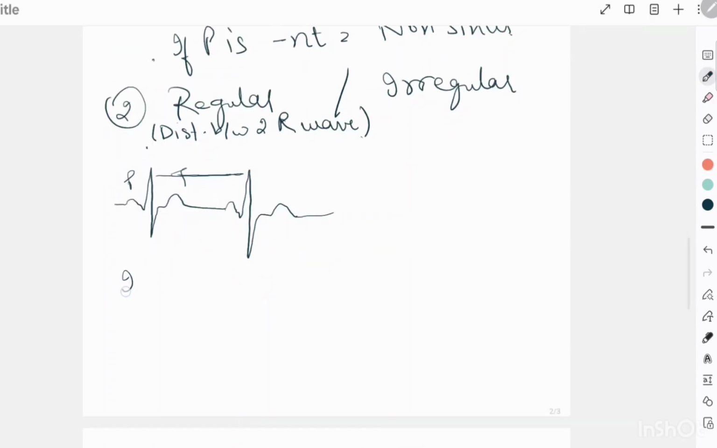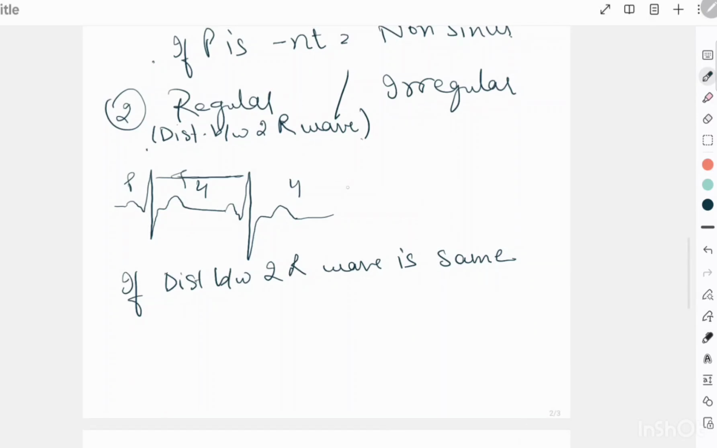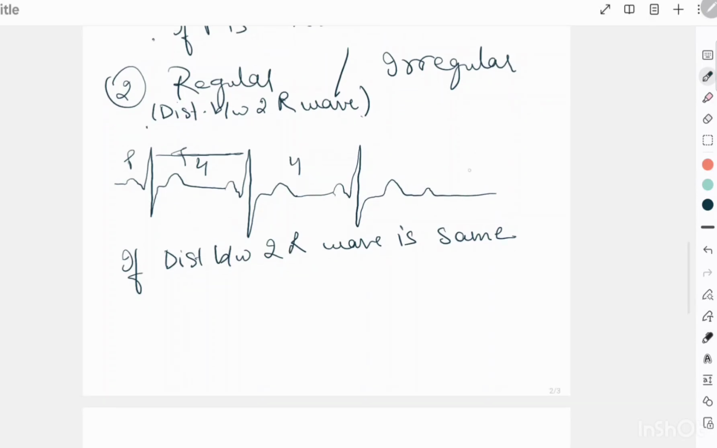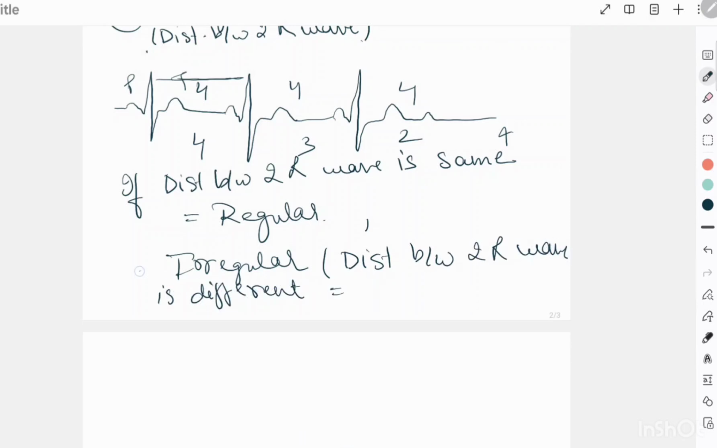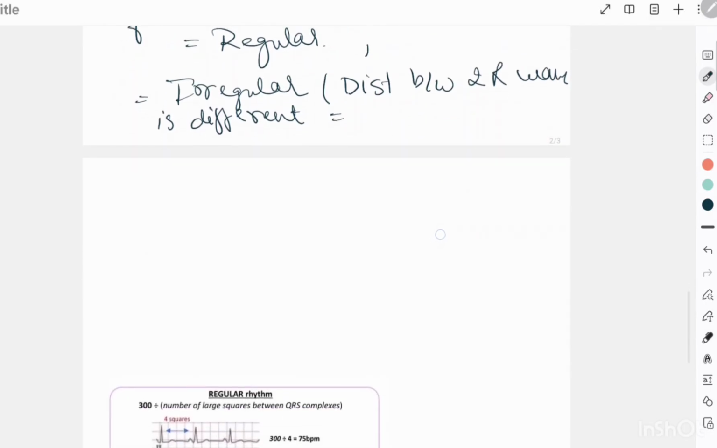If the distance between two R waves is the same, like we found four large boxes, four large boxes, four, then it is regular. But if we find 4 boxes, 3 boxes, 2 boxes, then 4 boxes, then it is irregular. If the distance between two R waves is the same, then it is regular. But if the distance between two R waves is different, then it is for sure irregular.